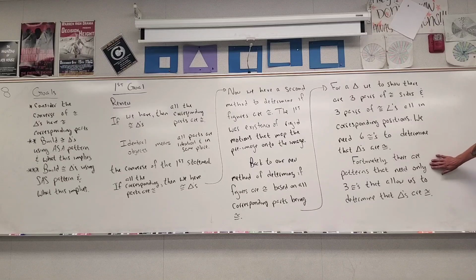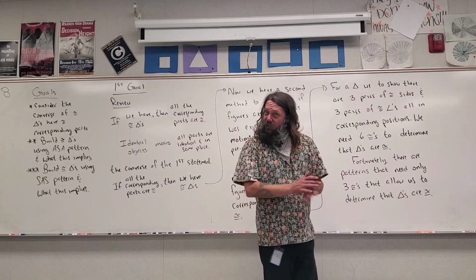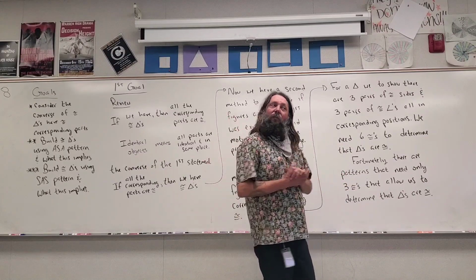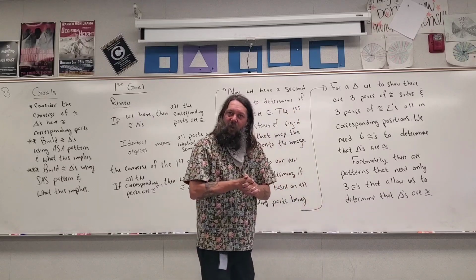Fortunately, there are patterns that need only 3 congruences that allow us to determine that triangles are congruent. So I don't need to show that all of the sides are the same, and I don't need to show that all the angles are the same, and that they're all in the same spot. We have shorter methods that require 3 pairs of congruences.